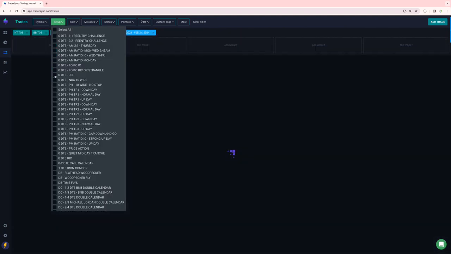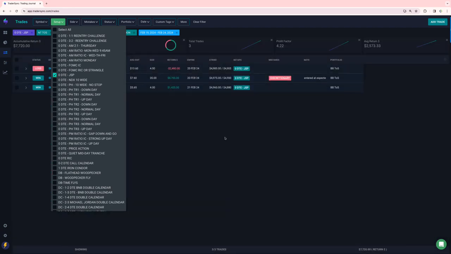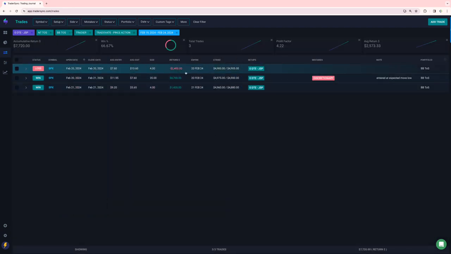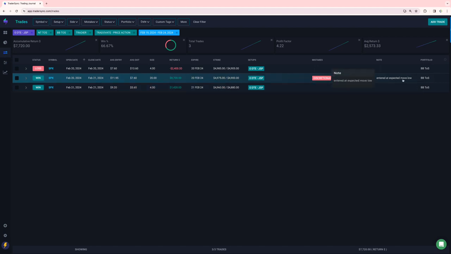No FOMC. JSPs. So I had 2 regular JSPs, one for minus 2,400, one for plus 1,400. And then I did a discretionary one, and this was really just looking at price action. As price came down to the expected move low for the day, I sold some puts, and I was going to cut them pretty quickly if we decided to continue to go lower, but they obviously worked out in my favor. So plus 8,700 on that one. So nice trade there.